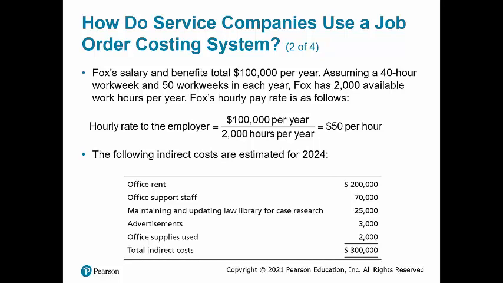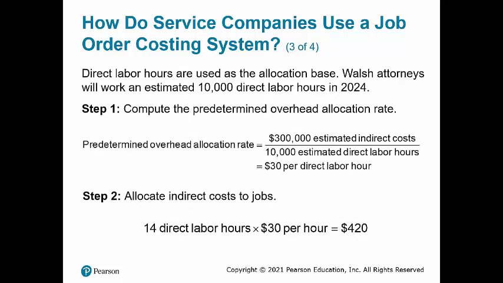Next, Walsh also wants to be able to allocate their indirect costs to their jobs. This slide shows the total calculation for indirect costs for the year 2024, and we can see that it consists of their office rent, their support staff salaries, maintaining and updating their law library, advertising, and office supplies. So we're now going to look at how we allocate those total indirect costs to the jobs. This slide shows how they would do that by calculating a predetermined overhead allocation rate.